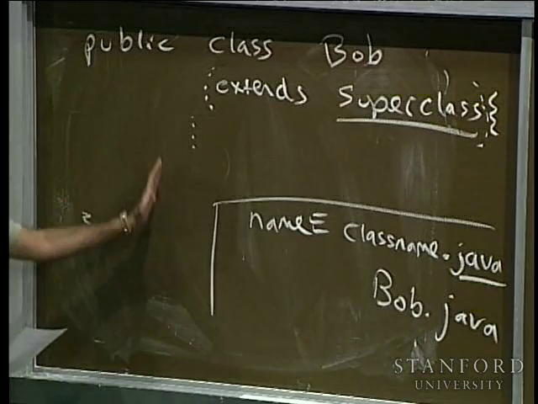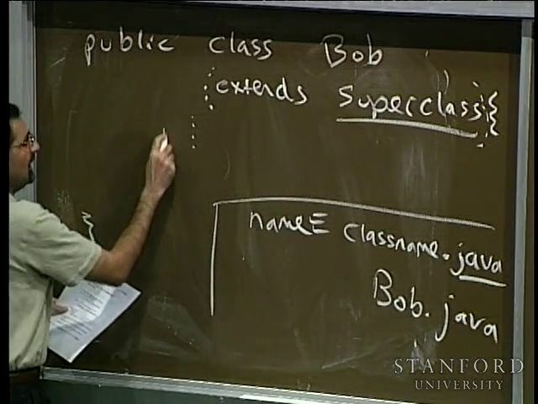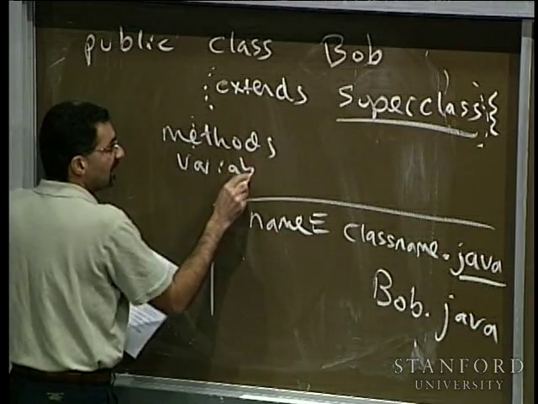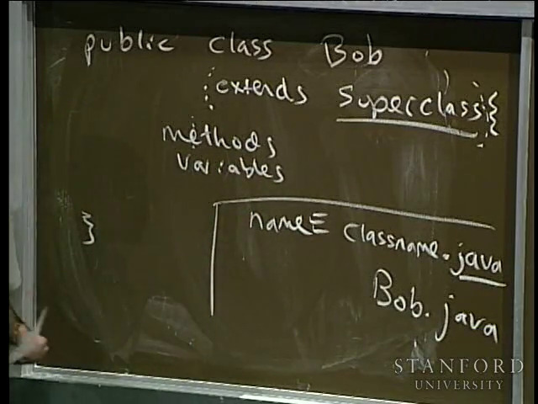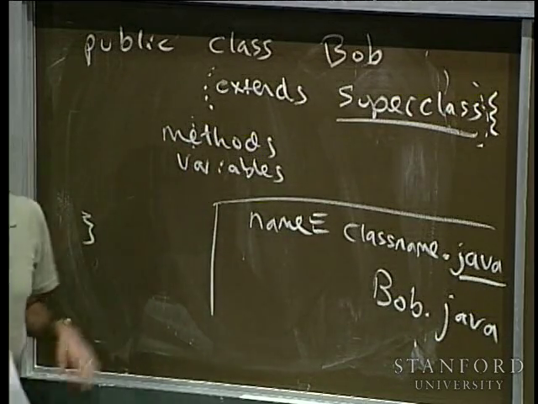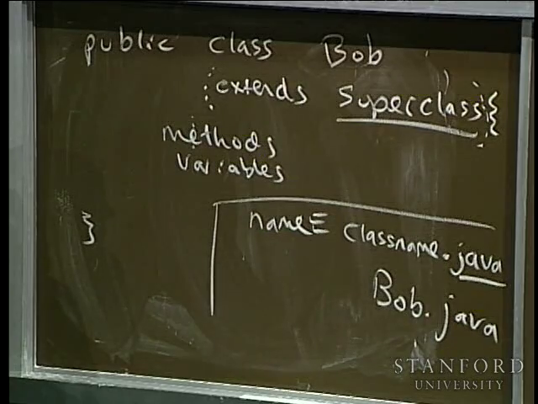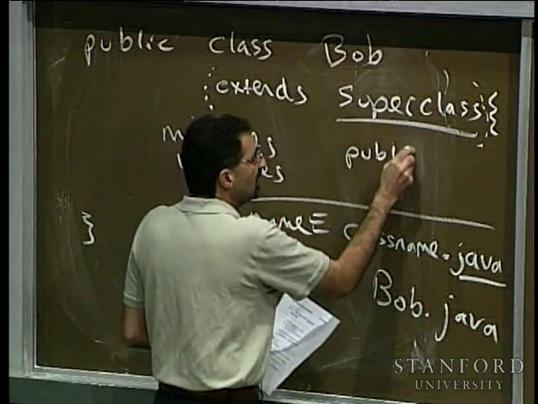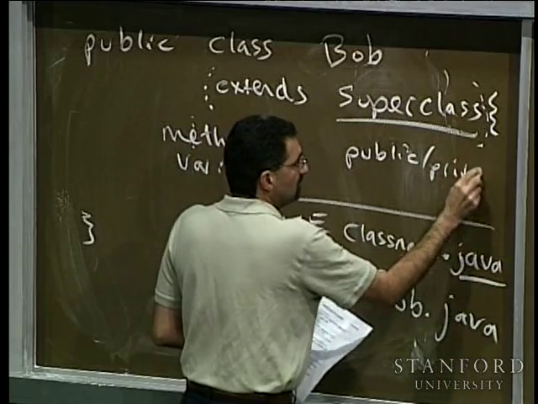Okay? And the stuff that's going to be inside here is all the stuff like the methods and variables and constants, which are just a particular form of variable. They're just a final variable, so they get no other value. And the methods and the variables have certain visibility associated with them, as we talked about before. These things can either be public or they can be private.